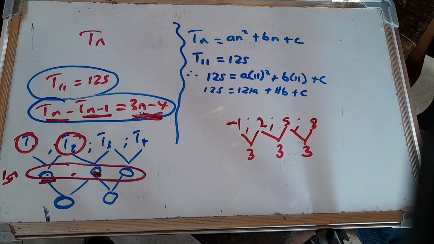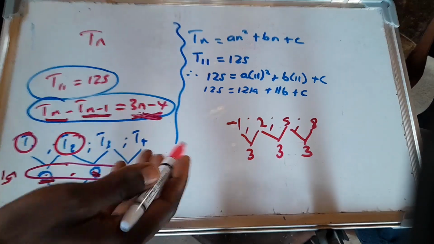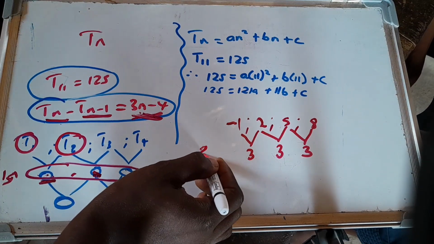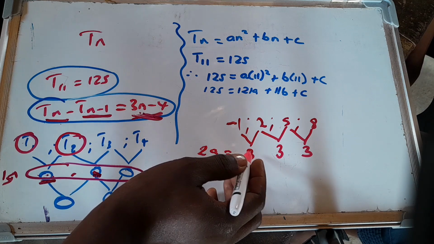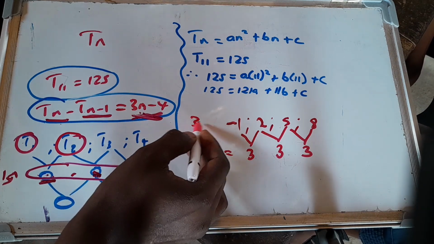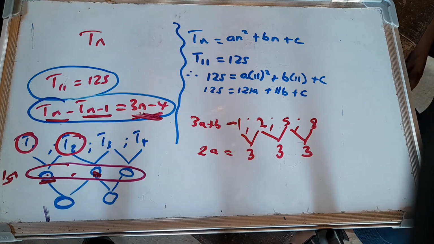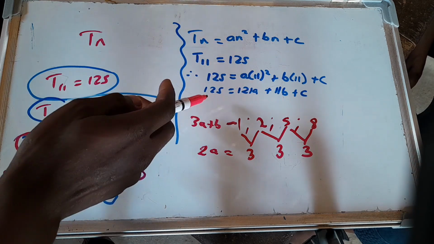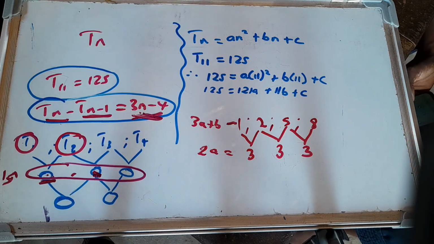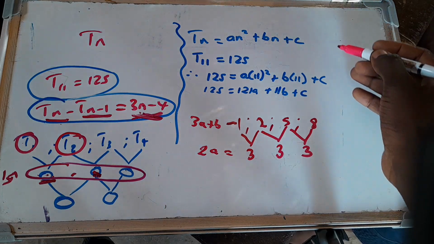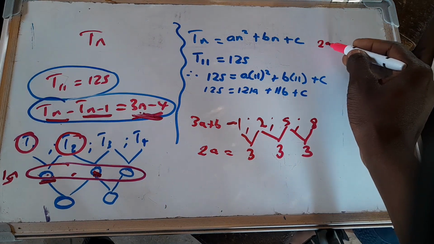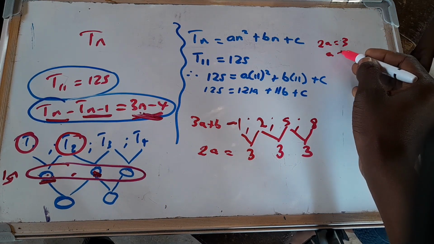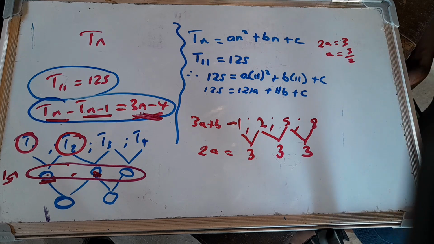So now we can work it backwards. To find the value of A, we say 2A is equal to this term. To find B, we say 3A plus B is equal to this term. So already we can find the value of A and the value of B, then solve for C. So let's do that. We said 2A is equal to 3, so A is equal to 3 over 2.